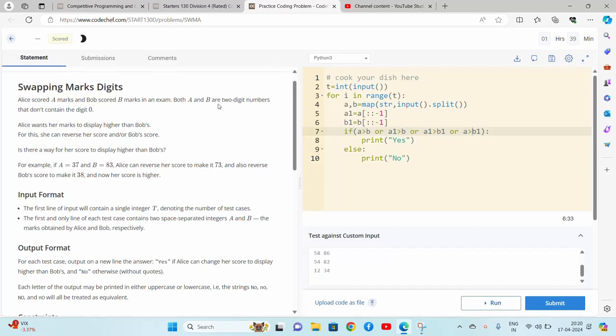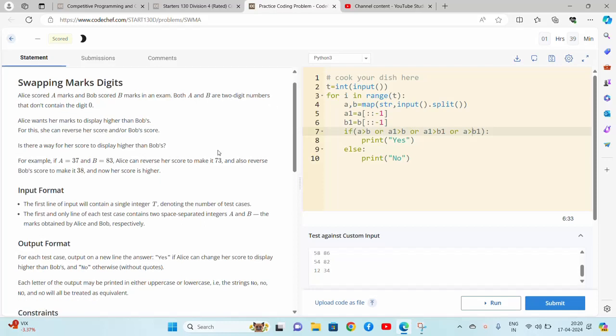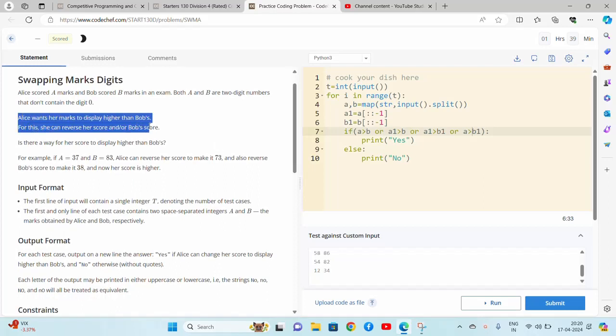They have given the condition that A and B are 2-digit numbers and it does not contain any zeros. Okay, here is the condition for what we need to get as output. Alice wants her marks to display higher than Bob's.